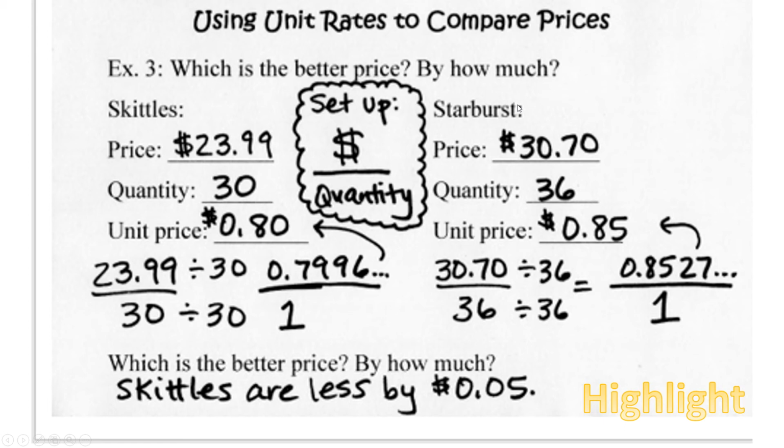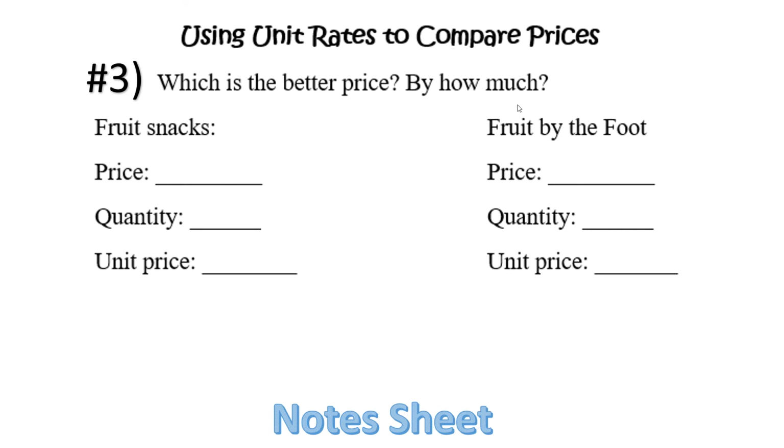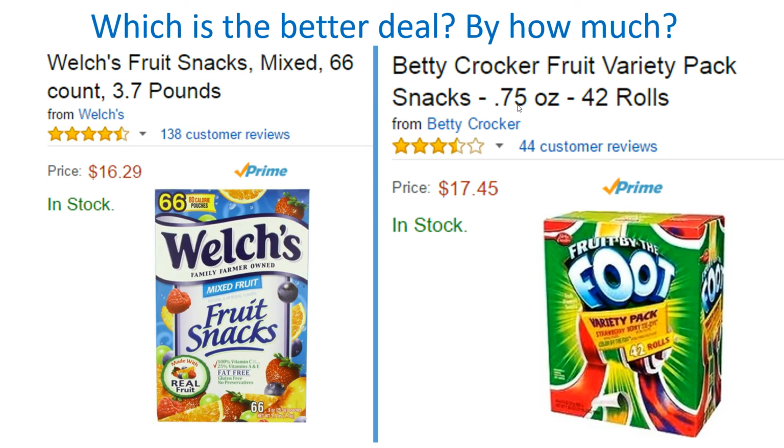So please make sure you highlight the key information on the pre-done part of your notes. Now, number 3 on the You Tries, on the right side, it says which is the better price and by how much. So I'm going to show you some information. The fruit snacks are $16.29. And how many total? You get 66 in this pack of Welch's fruit snacks. And then the fruit by the foot are $17.45 for 42 rolls.